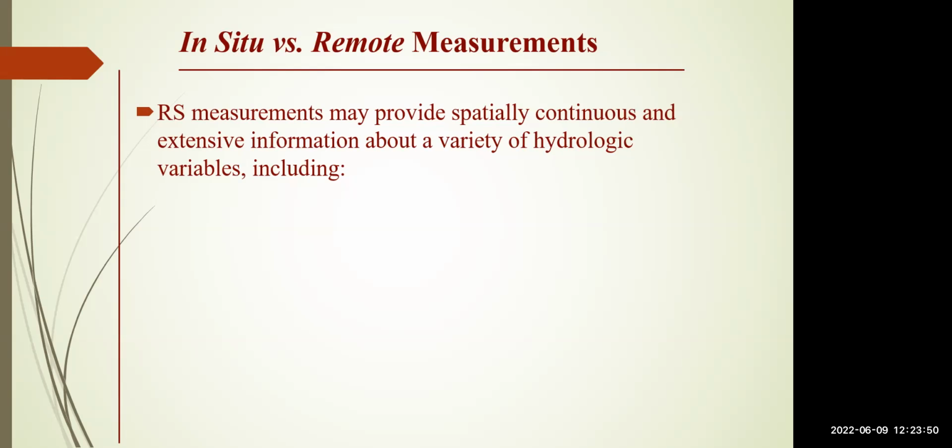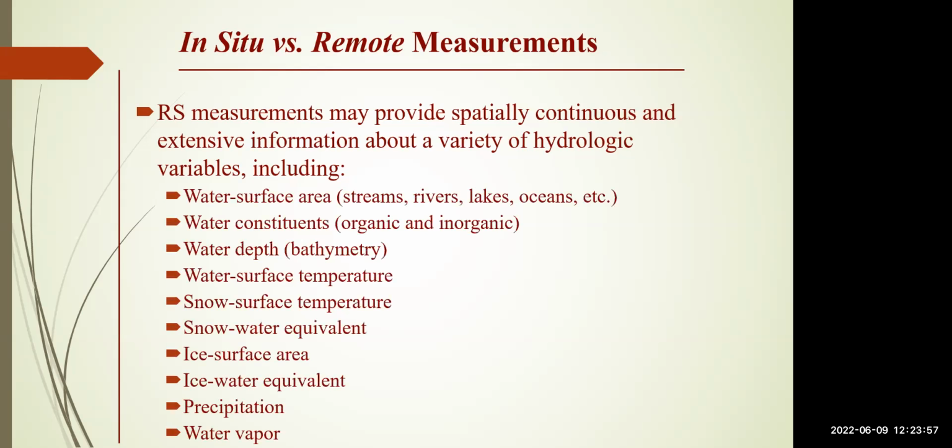It may provide especially continuous and extensive information about a variety of hydrological variables, for which we can consider using remote sensing and GIS. We can get help from those applications for water surface areas like streams, rivers, lakes, oceans, etc. We can make their boundaries, and also see how much they are increasing or decreasing with the passage of time. So that type of monitoring of groundwater is important, and it can also be done by remote sensing data.